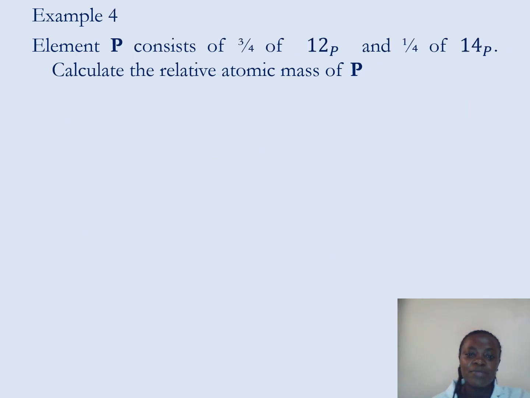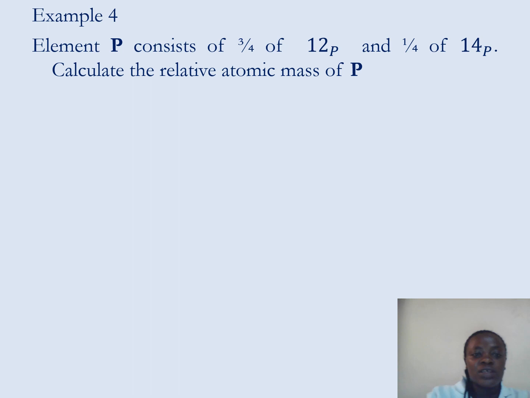We move to the next example, that is example 4. Now this one is using fractions. So we have element P which consists of 3 over 4 of one of its isotopes, X with mass number 12, and 12 should be the superscript, so please note that, and a quarter of isotope X with mass number 14. So X-12 and X-14 are the two isotopes of element P. We are told to calculate the relative atomic mass of P.